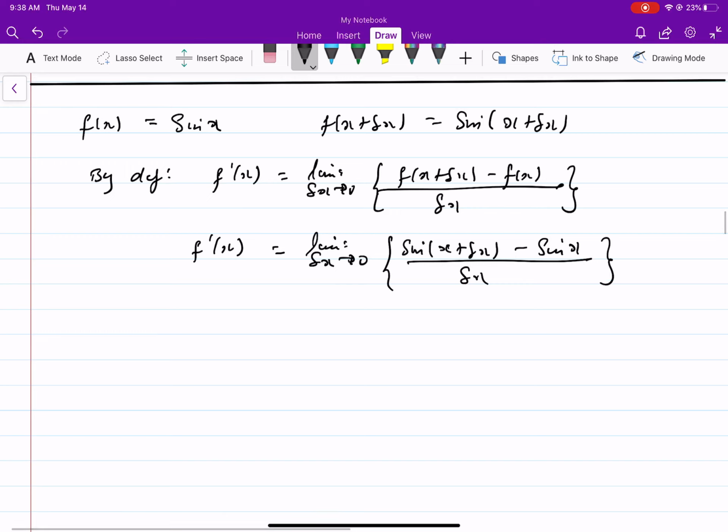If you try to plug in delta x equals 0, you'll get sine of x minus sine of x, which is 0, divided by delta x, which is also 0. 0 upon 0 is undefined. So keep moving. What should we do? Now, normally what we would have done at this stage, when we had radicals to deal with, we multiplied numerator and denominator by the conjugate. That might not work here.